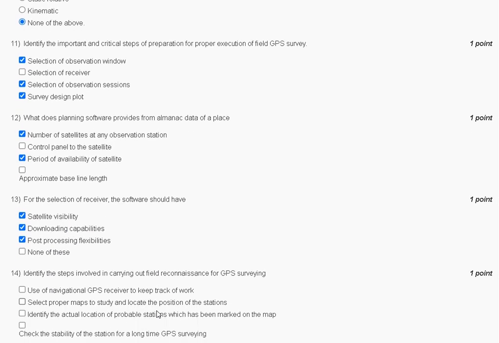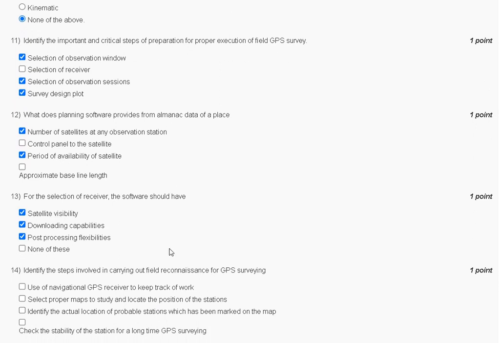Question number 14. Identify the step involved in carrying out field recognition of GPS surveying. The correct answer is option C, identify the actual location of probable station which has been marked on the map. Option number D, check the stability of the station for a long-term GPS surveying.